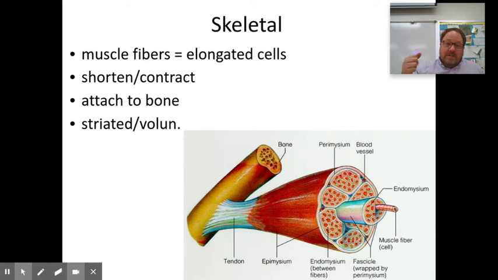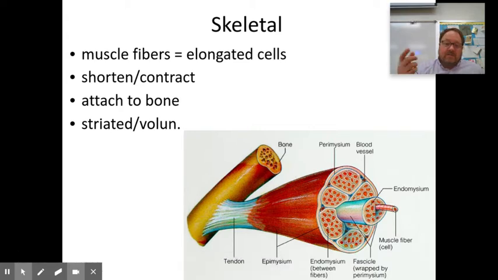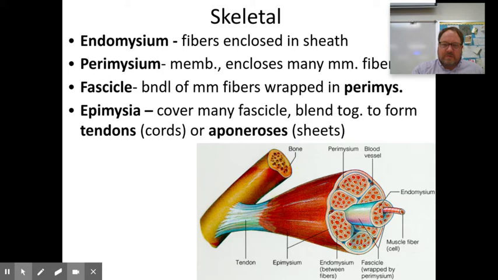And because they are attached to bone, when they contract, they can move those bones or move the skin over the bones. Now, this tissue is striated or striped. It's pretty faint, but you can sort of see here in the illustration that you have some stripes in there. We'll get into what those stripes are about later in the week. But skeletal muscle is also voluntary, meaning you have conscious control over it. So those are just the basic features of skeletal muscle.